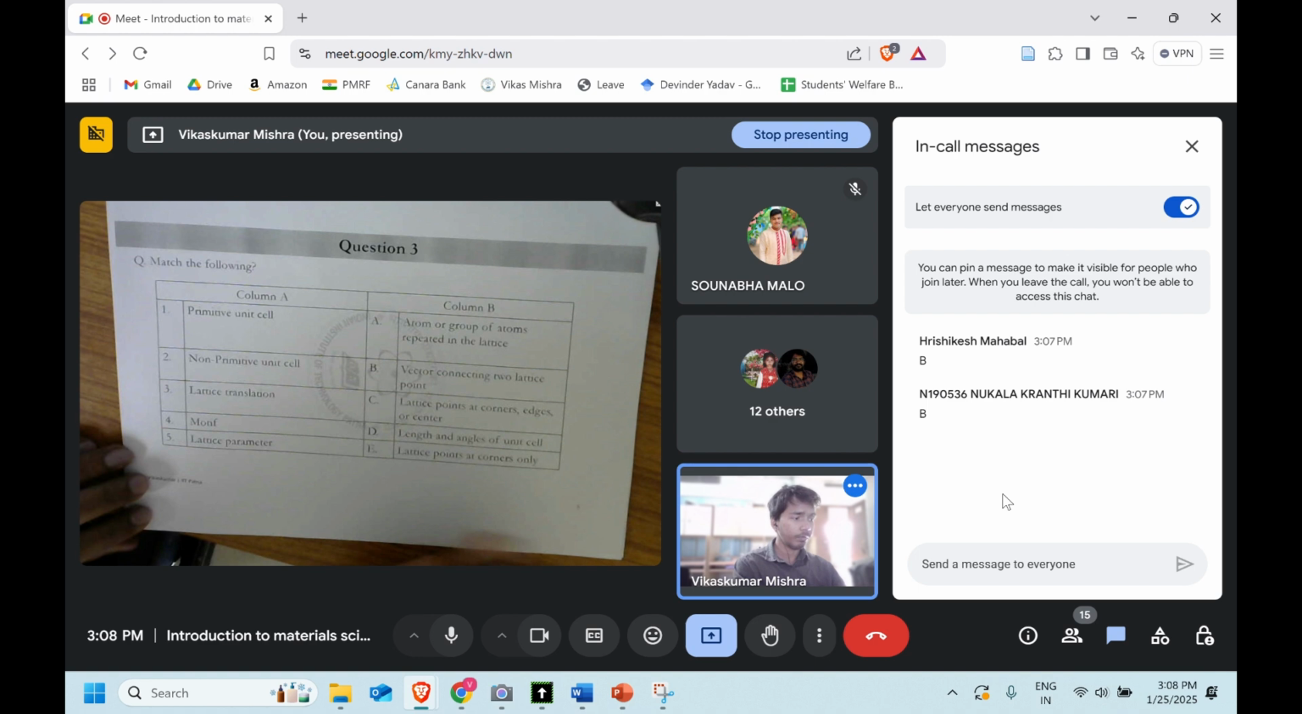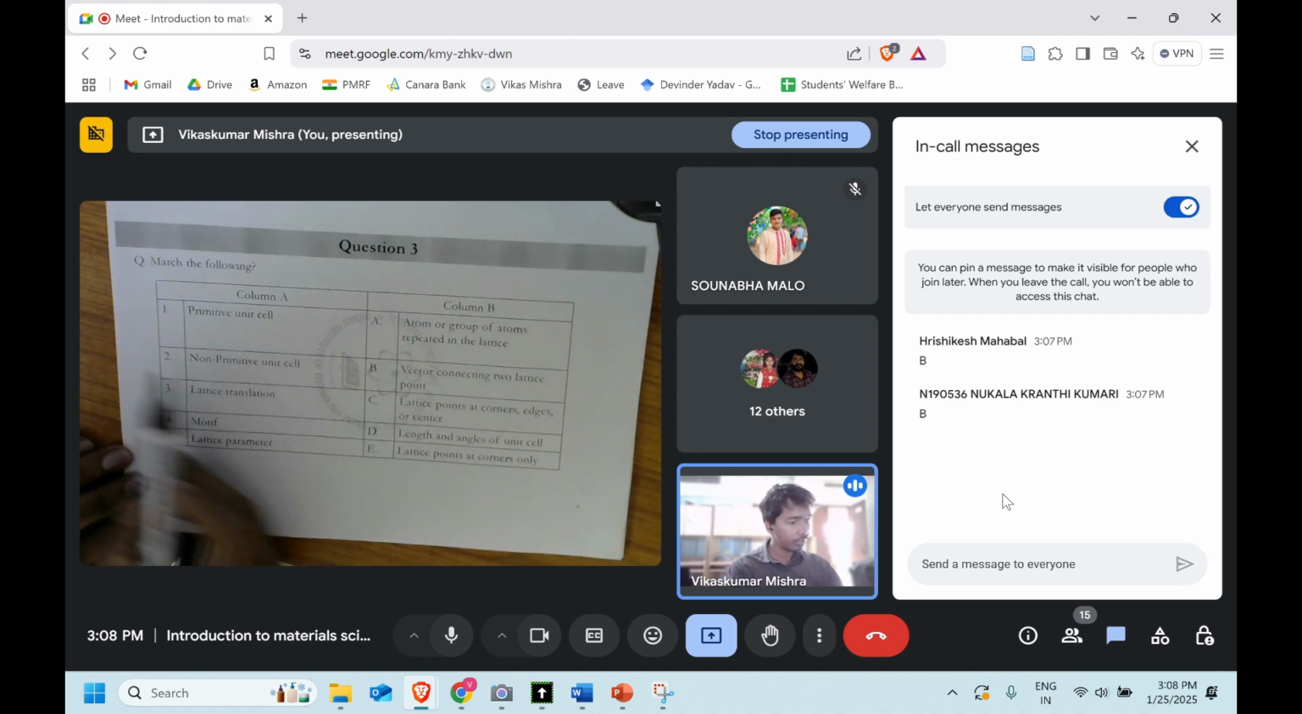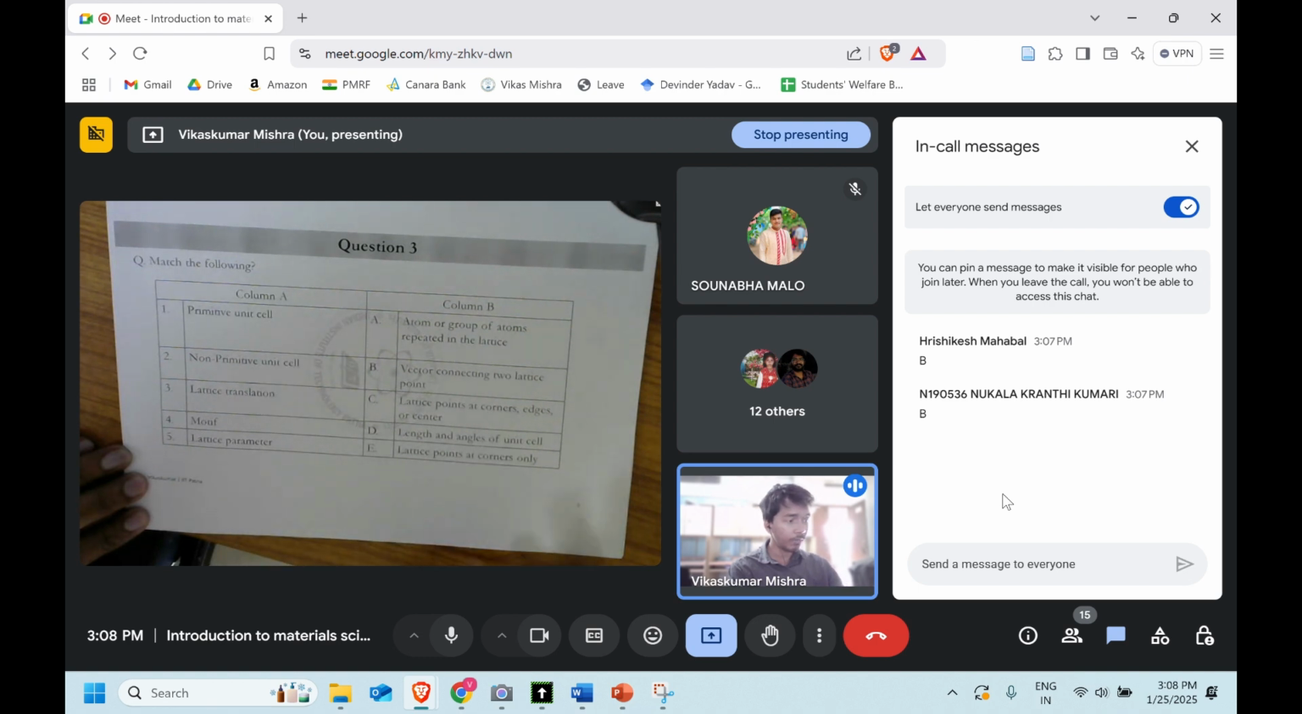Here is question number 3. We have to match the following. A list of things is there in A and B. We have to match accordingly. A primitive unit cell will match with which of these? A primitive unit cell, we know, is something which will have only the atoms at the corner of the unit cell, right? Sorry, that is only one lattice point will be associated with the primitive unit cell.